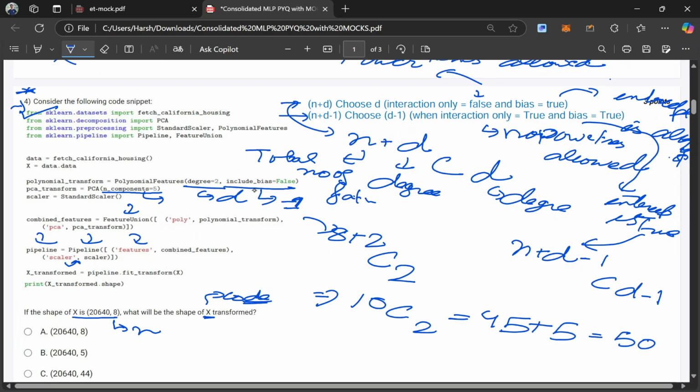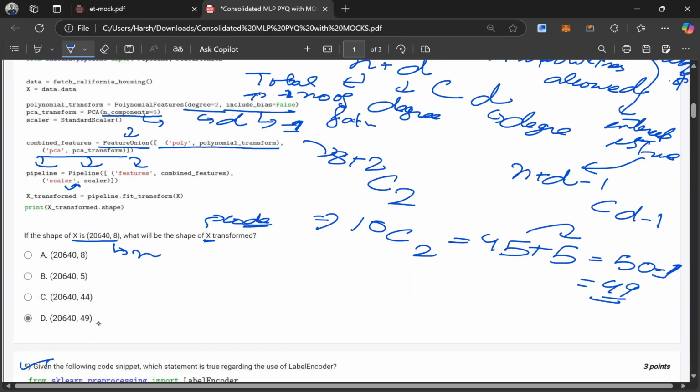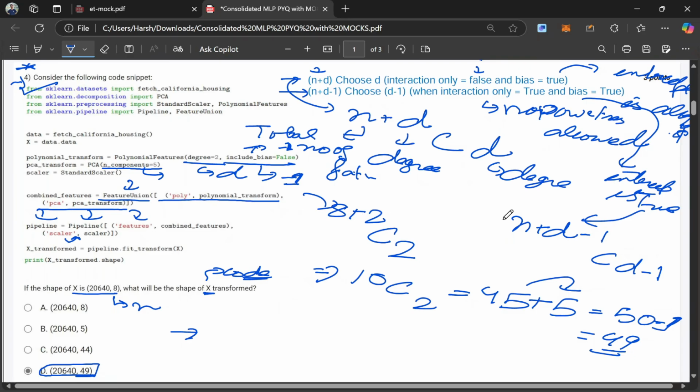And now you have this include bias term as false. So that means you have to remove one term from it, right? So minus one term, we will get 49. So here things will get complicated because here you have feature union, right? So polynomial transformation and PCA transformation, both we have to apply. That's why we are adding 5 to it. Else you will not do it if it is a column transformer. So keep that in mind. You can see that it's 49, right? So this marks the completion of our question number 4.